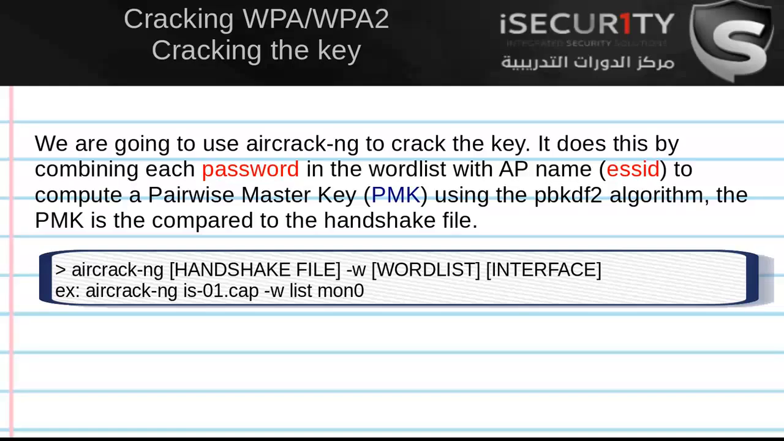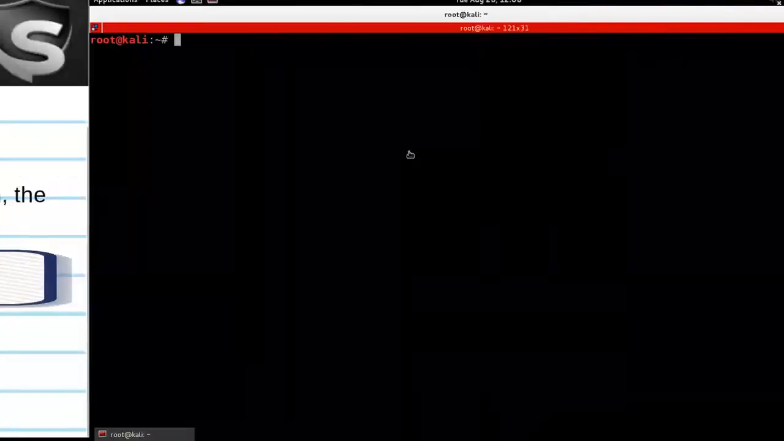So again, aircrack-ng is going to go through the list. It's going to combine each password in the list with the name of the target access point to create a PMK. The PMK is compared with the handshake. If the PMK is valid, then that password is the password for the target access point. If it's not, then it's just going to try the next password. All this is going to be done using aircrack-ng. Let's see how we do it.